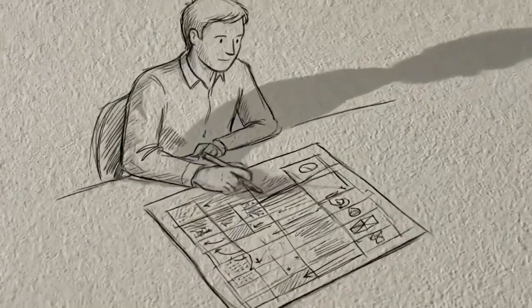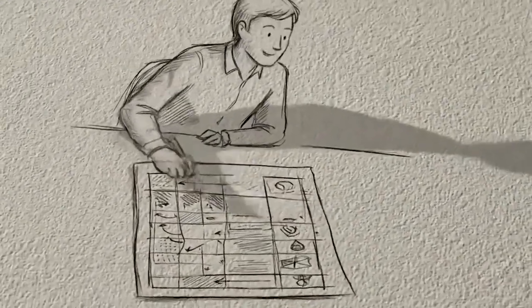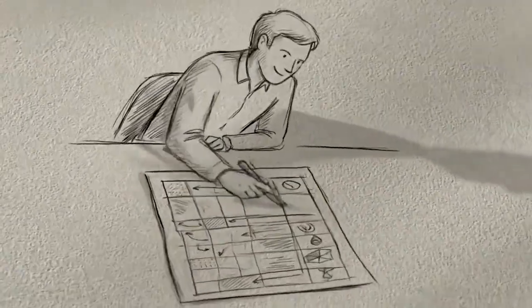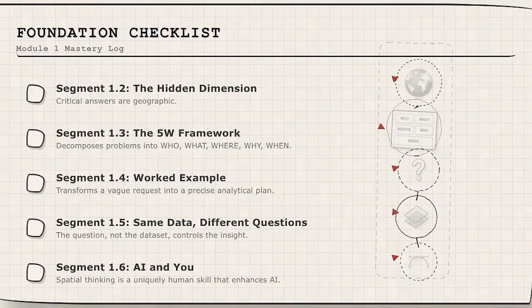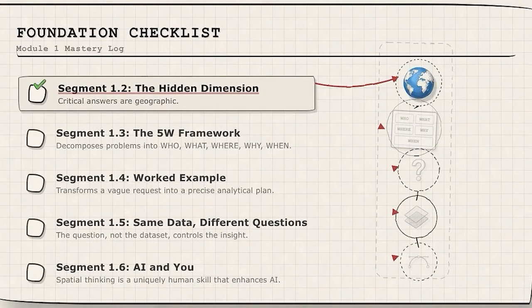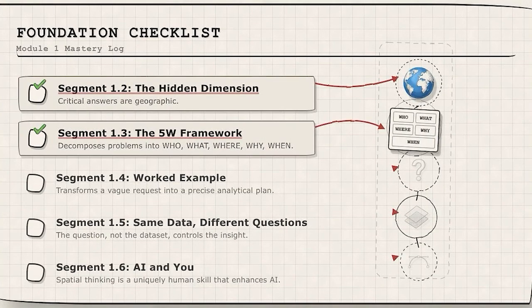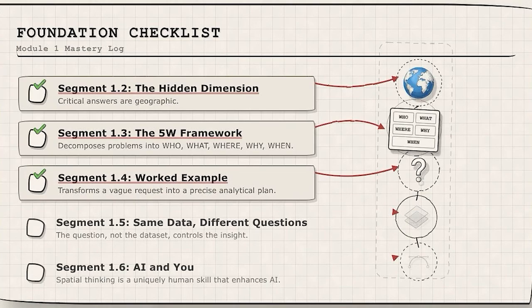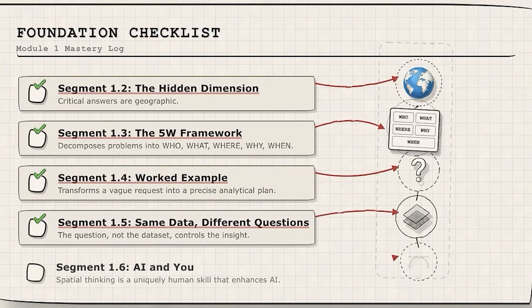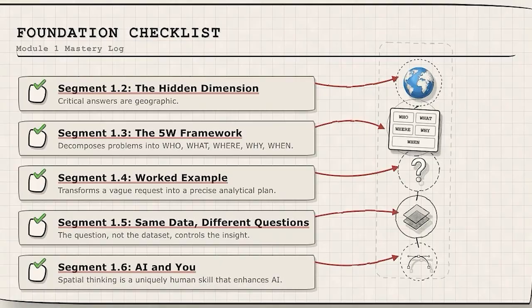Welcome back. The effort you just put into that practical work is exactly how you build this skill. Let's review your foundation. Segment 1.2 showed that critical answers are geographic. 1.3 gave you the 5W framework. 1.4 transformed a vague request into an analytical plan. 1.5 proved questions control insights. And 1.6 showed AI makes spatial thinking increasingly valuable.